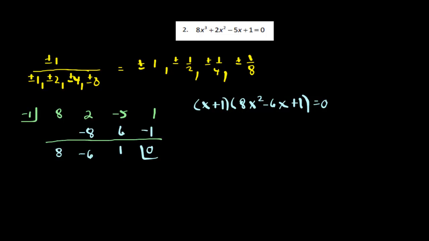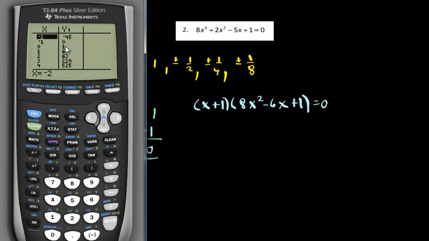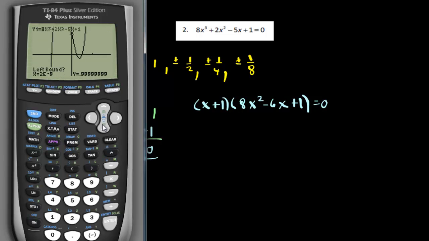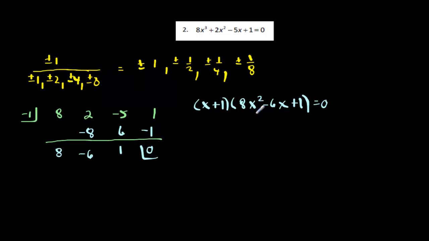Now we want to find another rational root, if we can. So let's find out what this root is over here. If I do second trace, 2, I approach it just before, enter, right bound is just after, and then guess. 0.25. That corresponds to 1/4 here. So let's do 1/4 using synthetic.